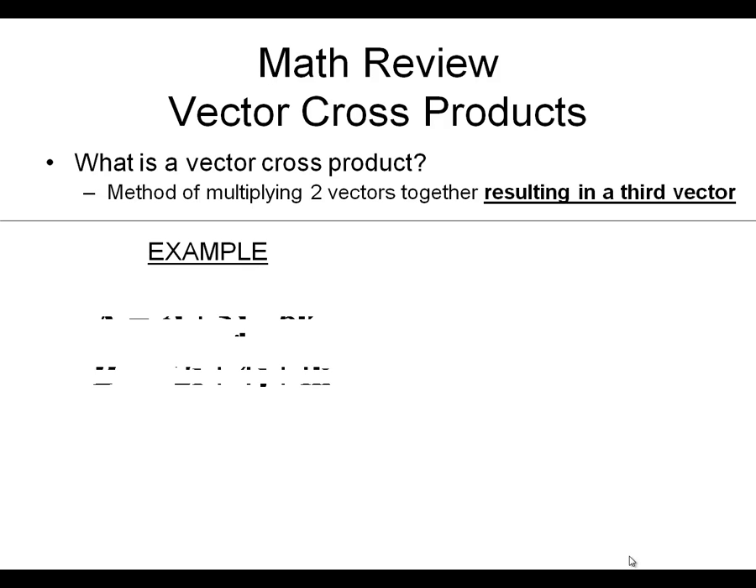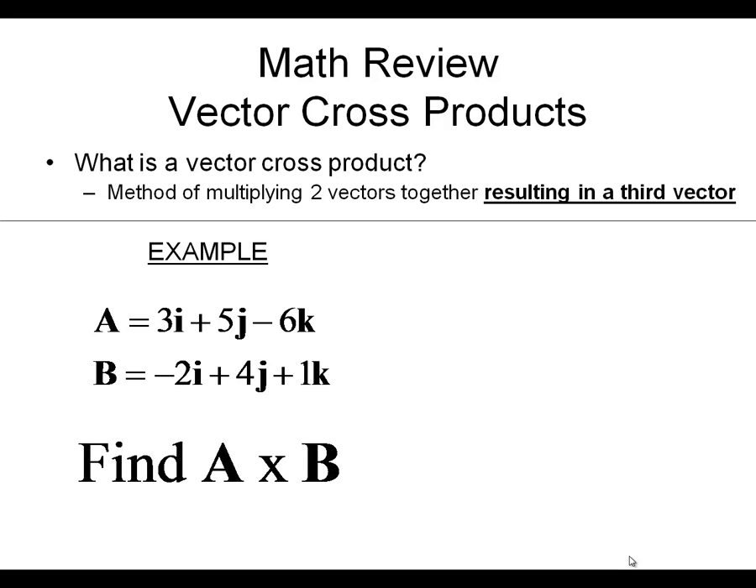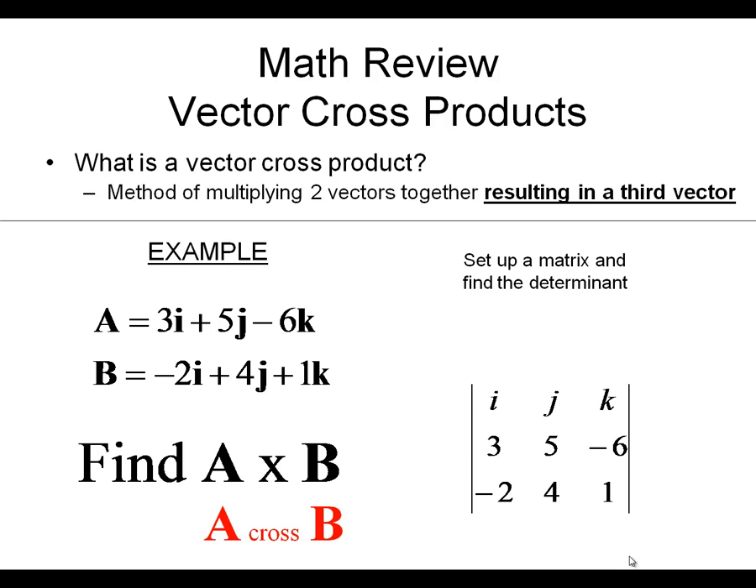Let's do an example. Let's say I have these two vectors, a is 3i plus 5j minus 6k, and vector b is negative 2i plus 4j plus 1k. And let's find vector a crossed with vector b. Here's how we do this. We set up a matrix and then find the determinant of that matrix. There would be the matrix.